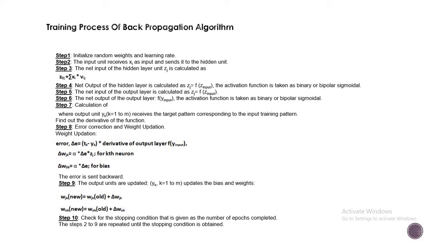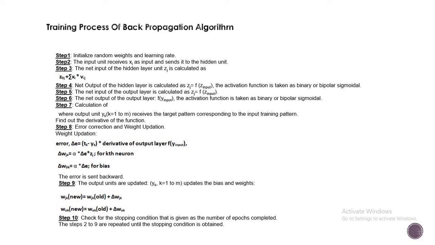Training process of the backpropagation algorithm. Step 1: initialize random weights and learning rate. Step 2: the input unit receives xi as the input and sends it to the hidden unit. Step 3: the net input of the hidden layer Zinj is calculated as Z_inj = V0j plus summation of xi into Vij.